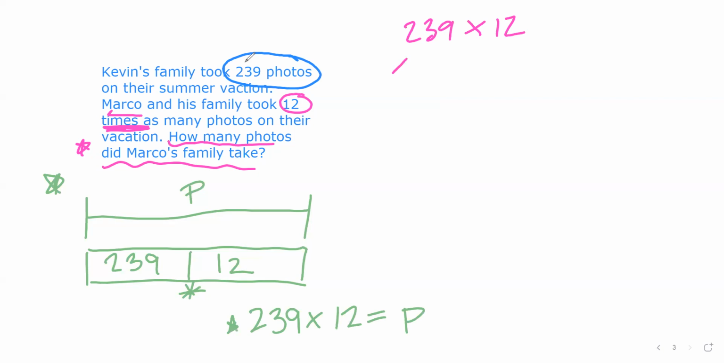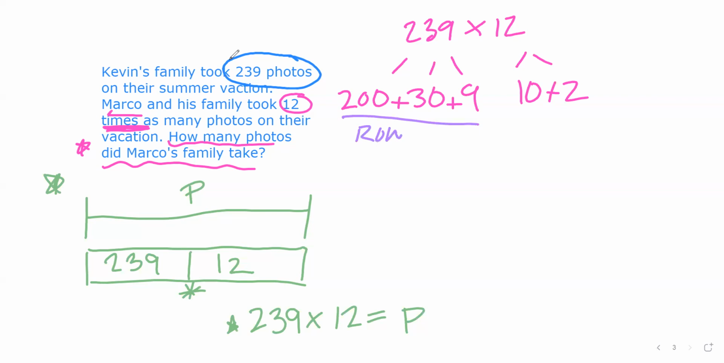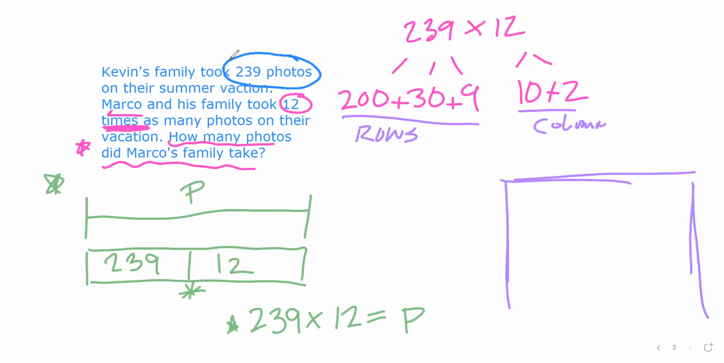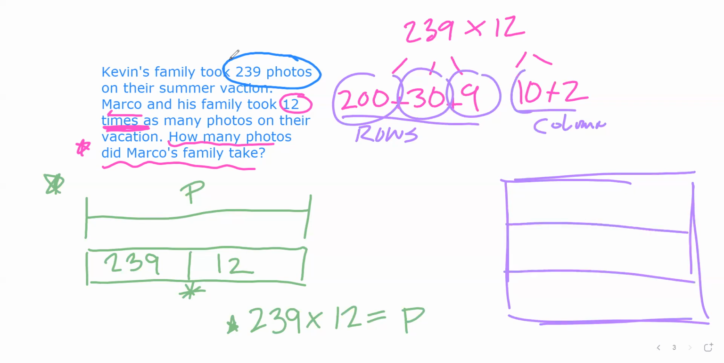So the first thing I'm going to do, and that's a lot like partial products, is I expand my numbers out. Get them into that expanded form. Okay. Let's treat these as my rows. And we'll treat these as the columns. So let's see, I need some space here. So as I draw my array out, I'm going to need 1, 2, 3 rows, and then 1, 2 columns.